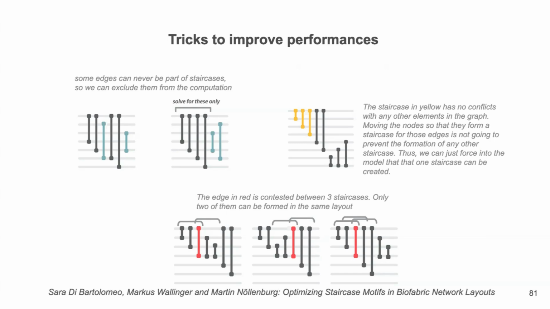In this case, instead, creating that staircase in yellow is always possible without creating issues to any other staircase. So we can just decide that that staircase exists without needing to compute anything in particular about it. And in this case, there could be 3 staircases that could be formed, but they can't all be formed because one edge is contended between them. So I can write in my linear programming formulation that if 2 of these staircases exist, then the last one cannot exist. And that saves me some time.